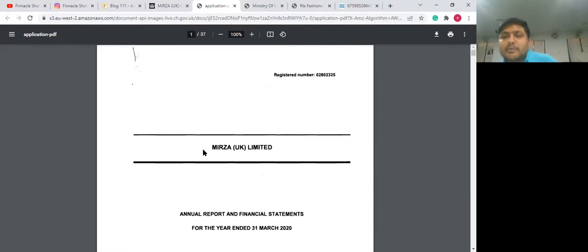Because it's quite possible that Mirza UK may be manufacturing some bit of shoes on its own and then perhaps buying some bit of shoes from Mirza International. But if Mirza UK is into a different sort of business, then maybe perhaps some bit of research around that should give us more clarity on what's exactly happening in these related party transactions.